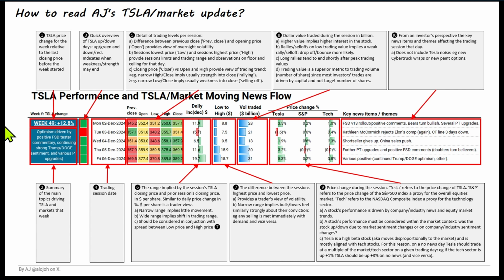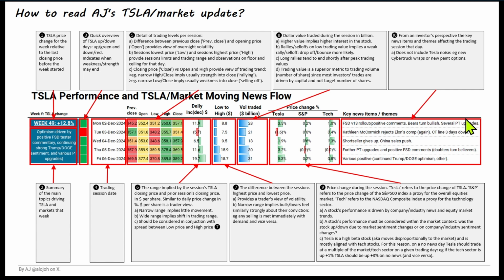For example, in that week that I picked here just randomly, on Monday, we had the FSD 13 rollout, which received a lot of positive comments. That was clearly a positive signal for the stock, because there was a significant performance improvement visible. Even some Tesla bears turned bullish, which made headlines. These things should not be underestimated. And then of course, there were several price target upgrades.